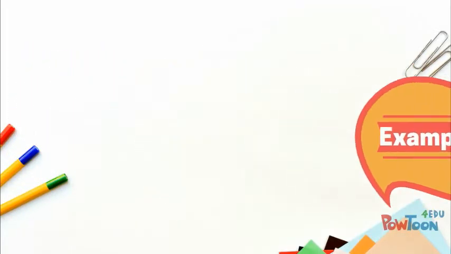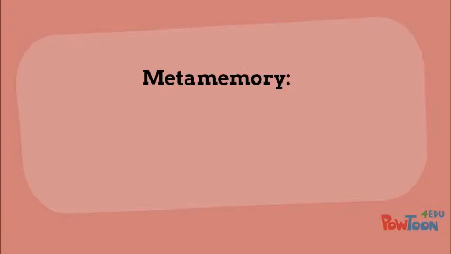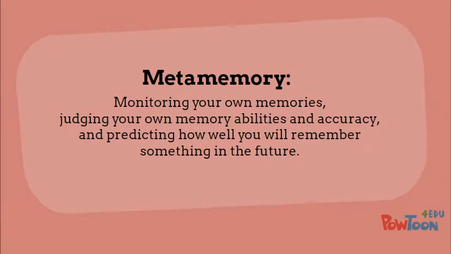In this lesson, we will be giving examples of a few different types of self-monitoring. They include meta-memory, comprehension monitoring, meta-motivation, error detection, judgments of knowledge, and judgments of learning. Meta-memory is basically monitoring your own memories. This includes judging your own memory abilities and accuracy and predicting how well you will remember something in the future.